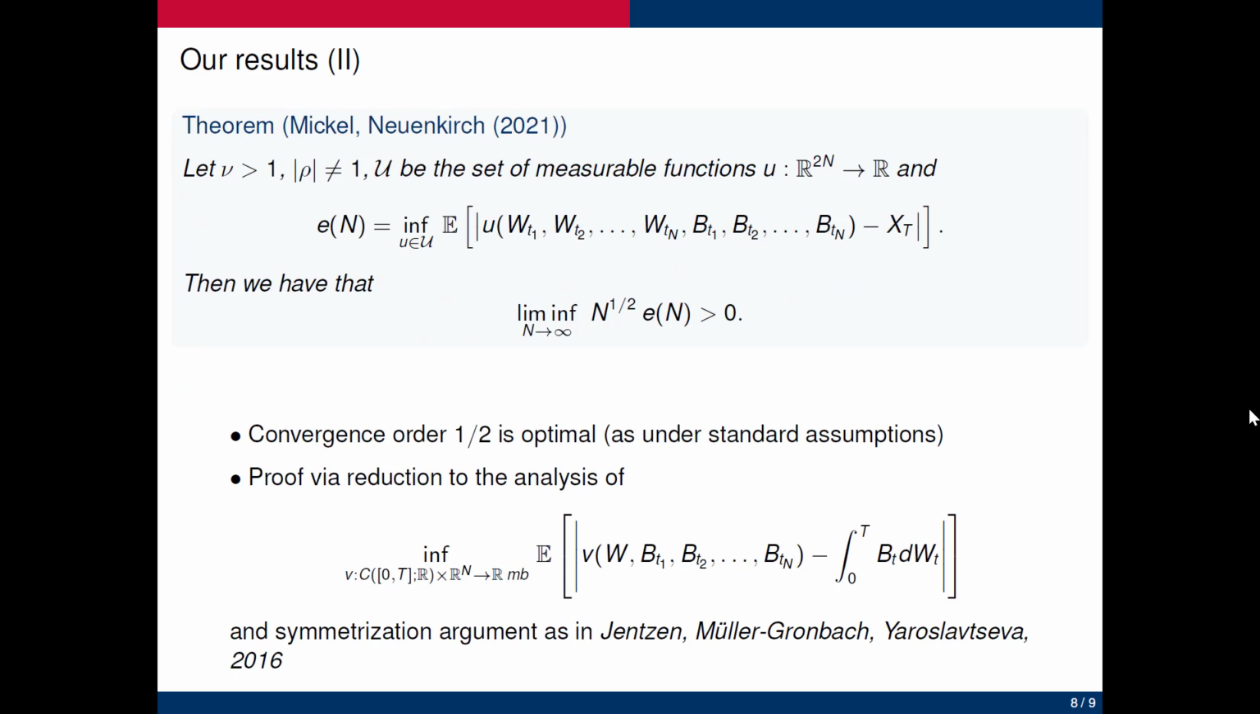Our next result deals with the best possible L1 convergence rate of an equidistant discretization of the full Heston model, as you can see here. For nu larger than 1, we can prove that this best possible rate is 1/2. So our convergence rate from before of order 1/2 is optimal for the full Heston model. Our proof reduces the approximation problem to the optimal L1 approximation of the Lévy area. And we use a symmetrization argument as in Jensen, Müller-Gronbach, and Yaroslavtseva from 2016.